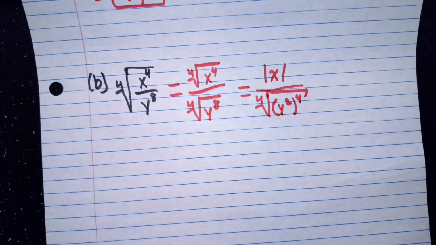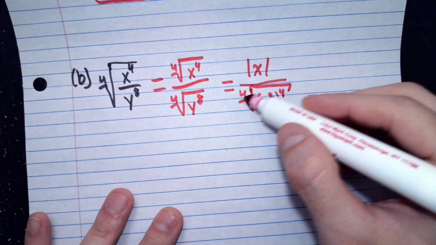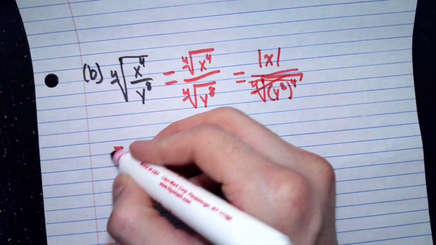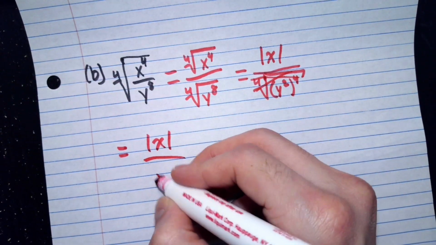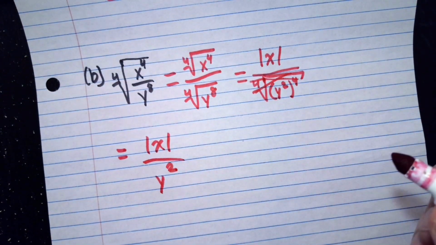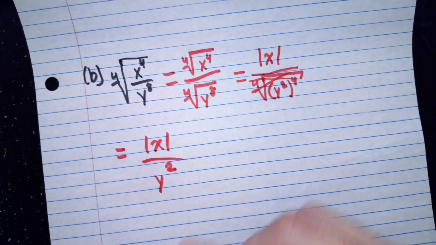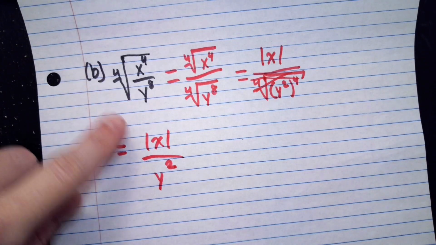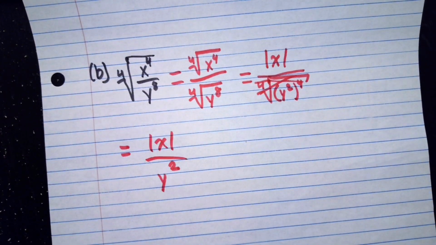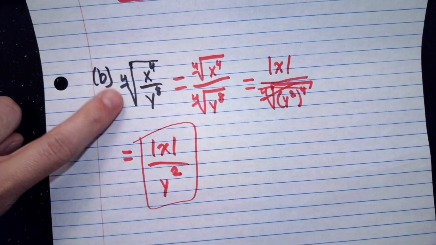like this. And so just like in this top case right here, the radical and the power cancel, and so we are left with the absolute value of x divided by y to the second power. And we don't need to put absolute values for this one because anything to the second power is a positive number, so we just leave it like that. But this tells me that this right here, and I'll box it, has to be the simplified version of this radical.